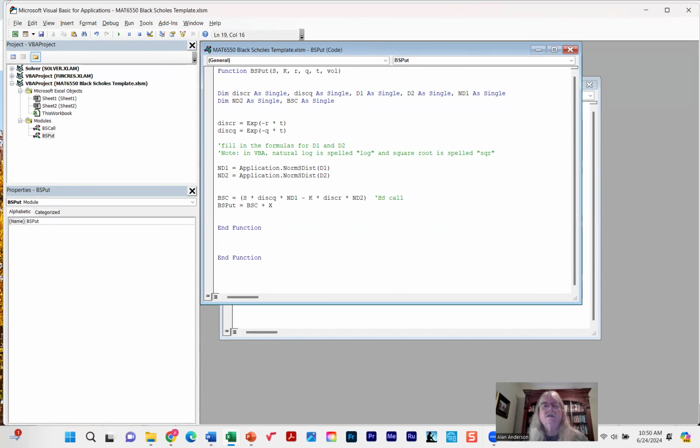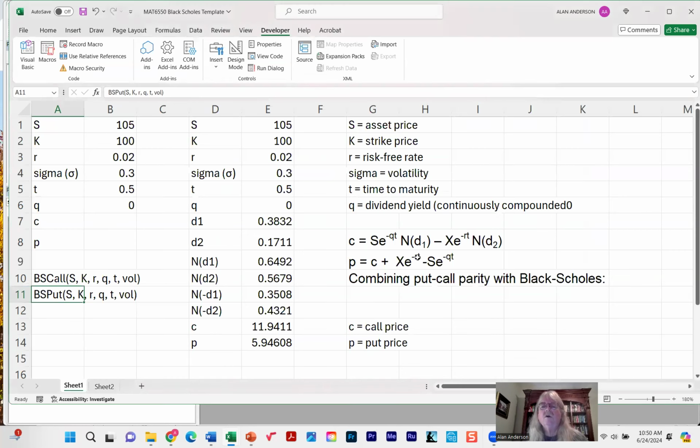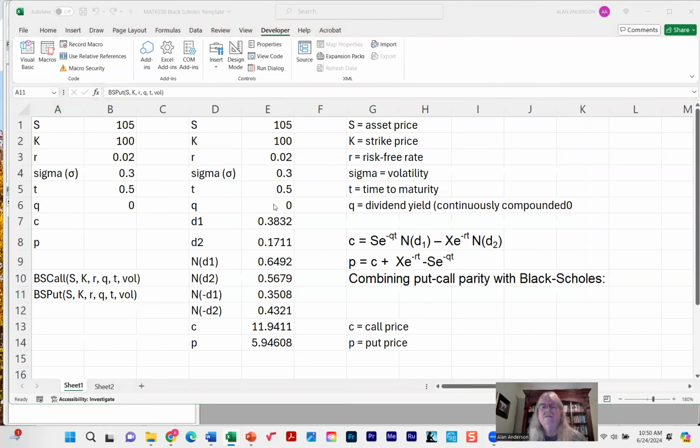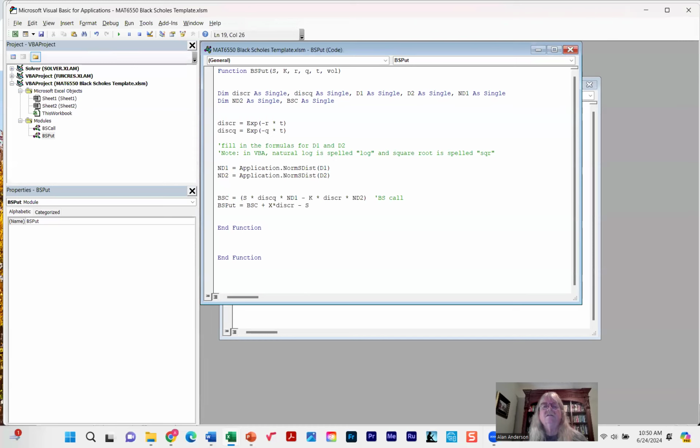X times, well, we're calling e to the minus RT, we're calling it disc R. And then we're going to subtract stock price times disc Q. Okay. So in other words, we feed the BS call into the BS put function. We're going to solve for the put price with put call parity. The other formula was a lot messier. Let's just stick with this approach.